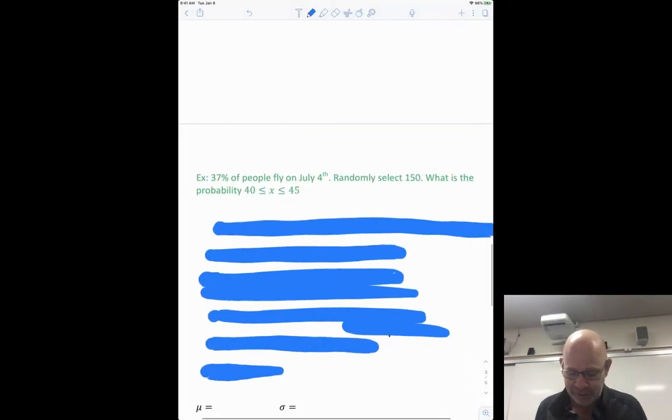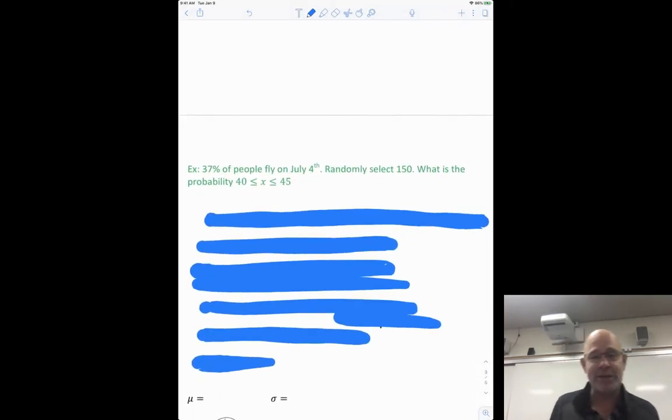37% of people fly on the 4th of July, probably a little bit different this year. We randomly pick 150 people. What's the probability that we get between 40 and 45? Now we could do this by figuring out the probability of getting 40 and 41 and 42 and 43 and 44 and 45 and just adding them all up. We could do that, but we're going to use the normal curve to do it.